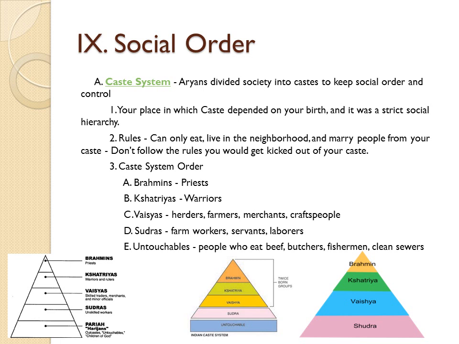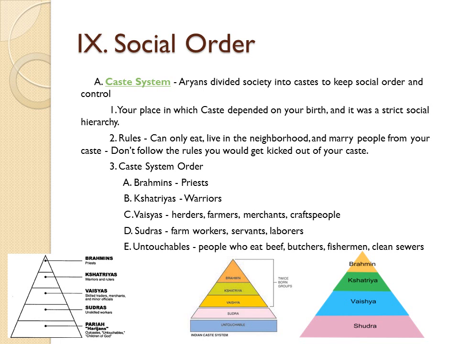The next group of people are the Kshatriyas, the warriors, the leaders. Below them, the Vaisyas. These are herders and merchants, farmers and craftspeople. Below them were the Sudras, the people who worked on the farm, the servants and the laborers. And at the very bottom of the social hierarchy are the untouchables. These were people, because of their name, you weren't supposed to touch them.